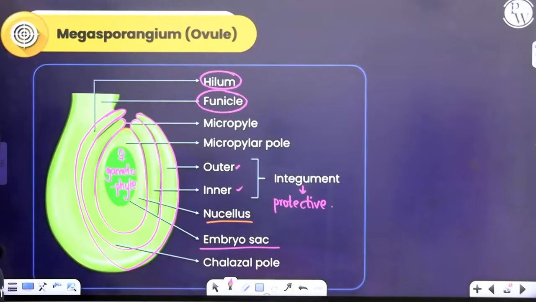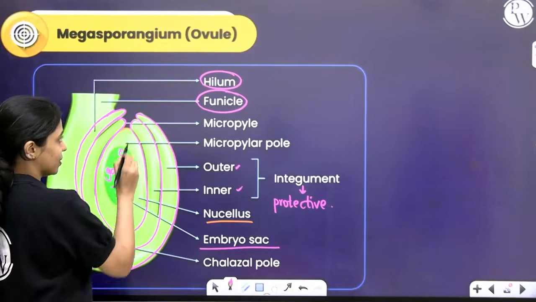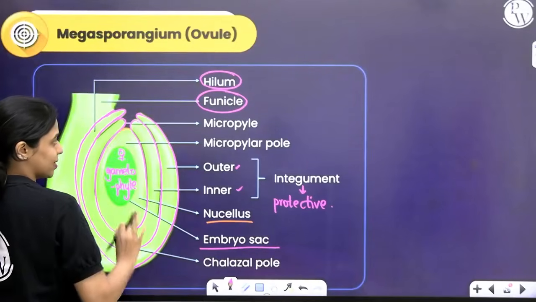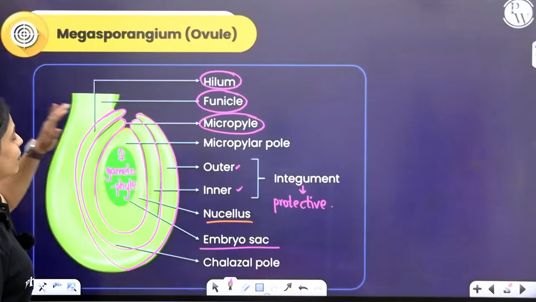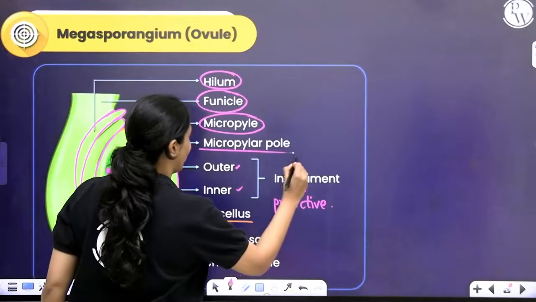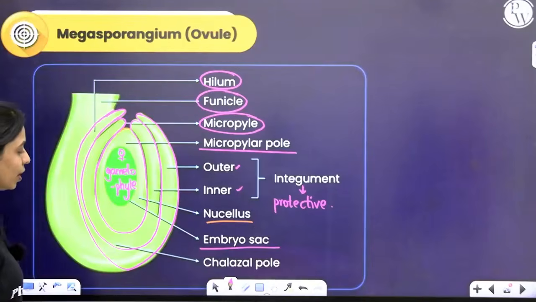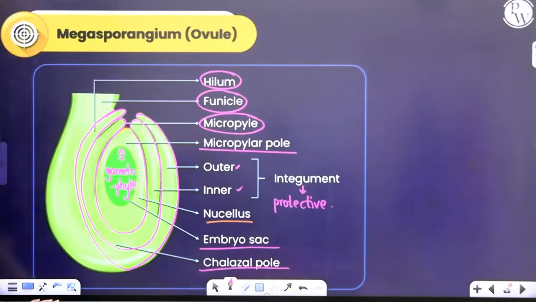As you can see, the two integuments do not fully cover the nucellus. There is a small region where there is an opening. That opening is called the micropyle. The part of the ovule or the embryo sac towards the micropyle is called the micropylar pole. The opposite pole is called the chalazal pole or the chalazal end. These are the different parts of a megasporangium.